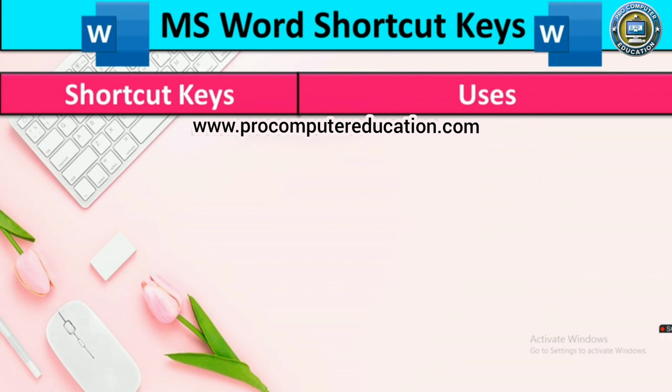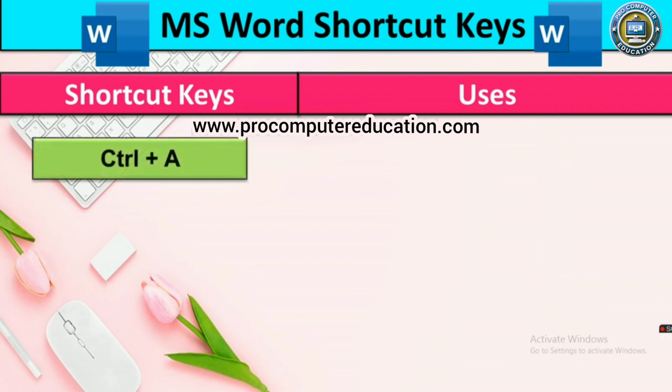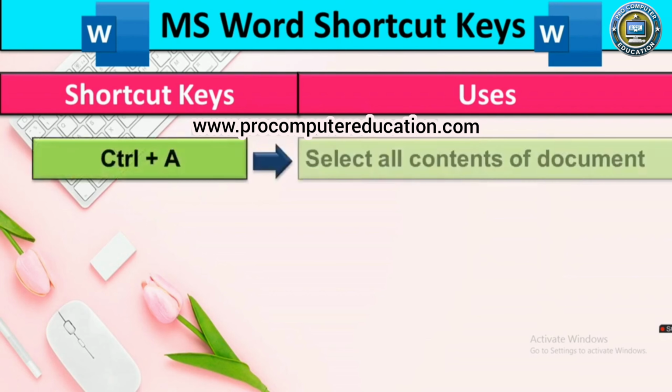Video about MS Word shortcut keys. Let's start with the shortcut keys and their usage. First shortcut key, Ctrl plus A. It is used to select all contents of the document.